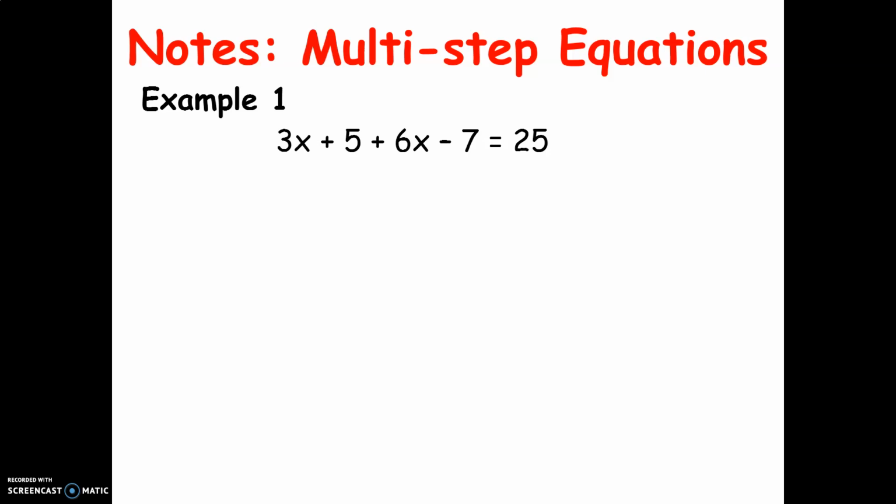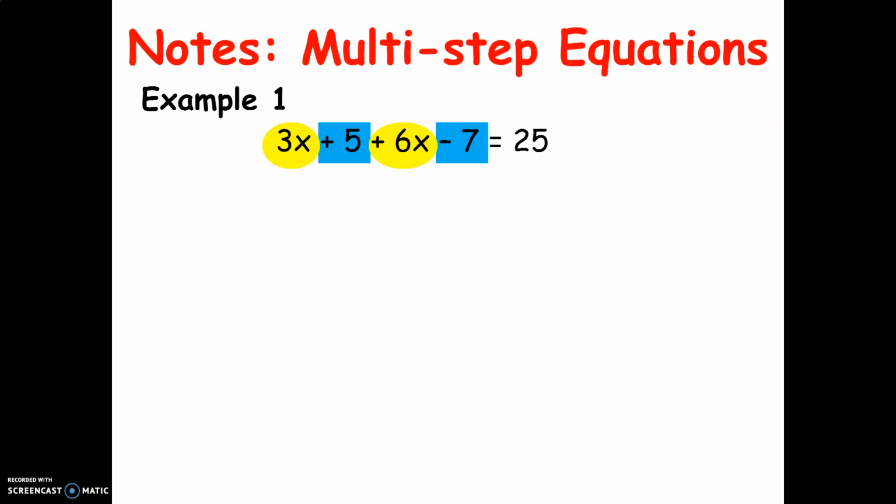In cases of problems where I have multiple x's and multiple constants, our first step is going to be to combine them. In algebra, we are allowed to combine things if they are like terms. We say things are like terms if they have the same variable to the same power. So in this problem, on the left-hand side, we can see that 3x and 6x are like terms, since both of these has an x. And then 5 and negative 7 are like terms because neither of these has a variable x.